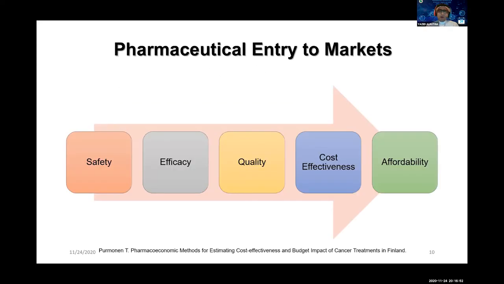Once a medication gets approved by different regulatory bodies, they look at the safety, efficacy and quality. Safety and efficacy are checked by looking at the randomized controlled trials, mainly at phase 3, and quality by looking at the GMP standards used in manufacturing these pharmaceuticals. But once these medications are approved for safety and efficacy, the important questions are: are these pharmaceuticals cost effective? Are they affordable? And this is the role of pharmacoeconomics, something that is largely absent in many healthcare settings and countries, unfortunately.